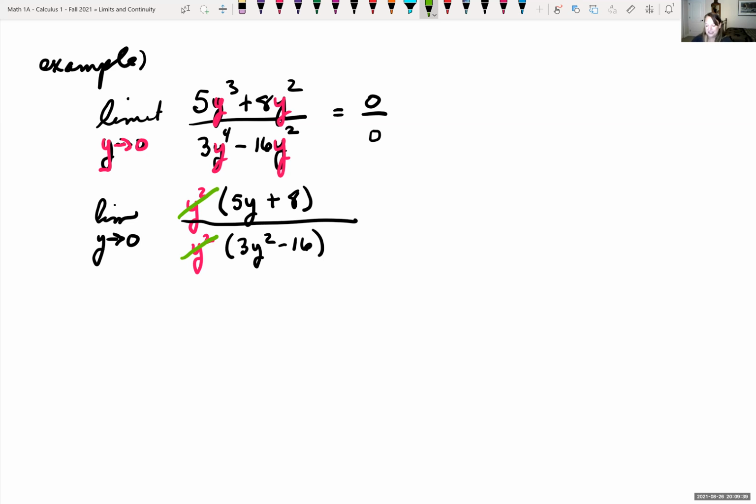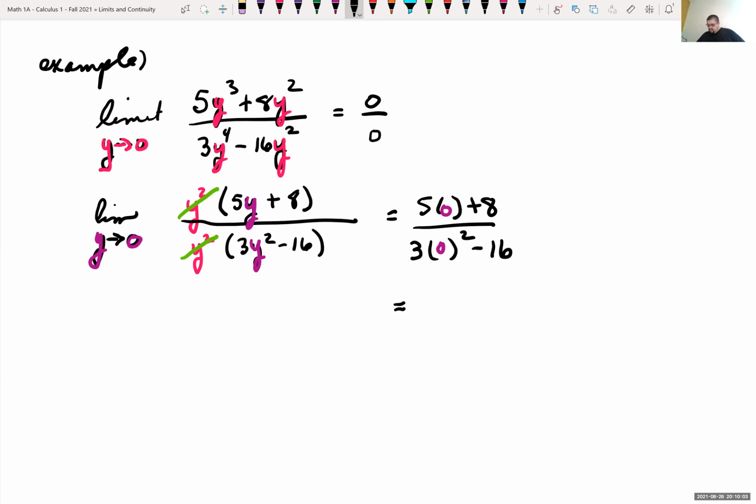And now if we did a direct substitution, and wherever we saw y, we replaced it with 0, we would get 5 times 0 plus 8 in the numerator, all over 3 times 0 squared minus 16. And so now when we simplify, we get 8 all over negative 16. And we can reduce that. I can pull the negative out front, and 8 goes into 16 2 times. And so we can reduce, and this gives us negative 1/2.